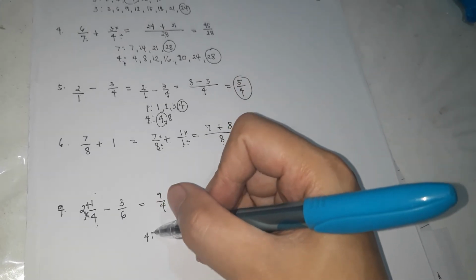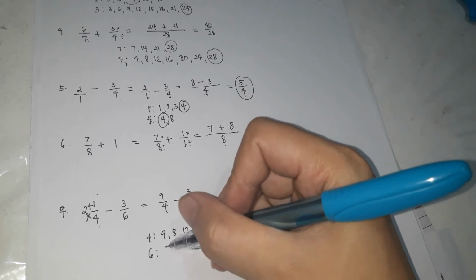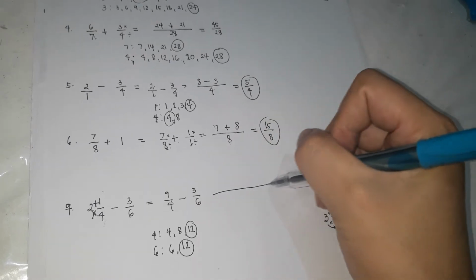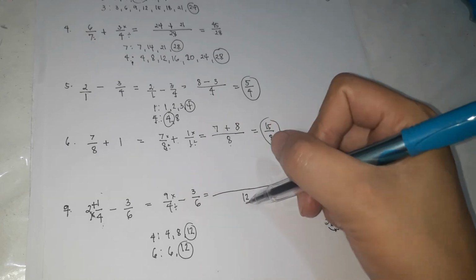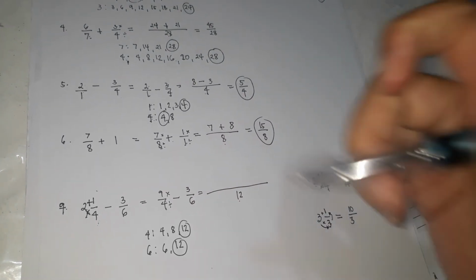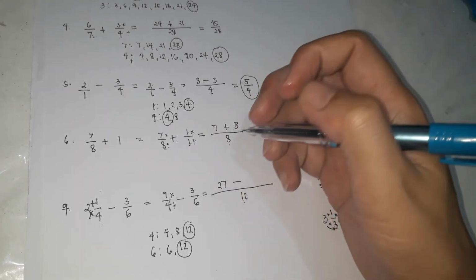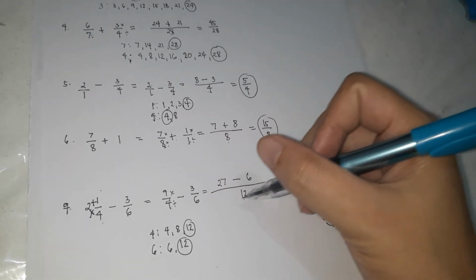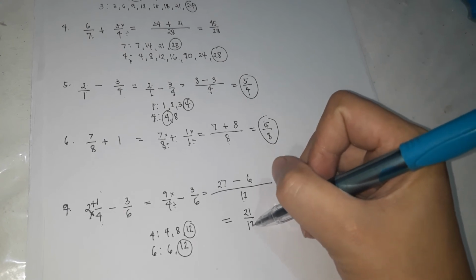So 4 and 6. 4, 8, 12. 6, 12. So the LCM is 12. Divide: 12 divided by 4 is 3, times 9 is 27. Minus 12 divided by 6, that's 2 times 3, it's 6. So 27 minus 6, 21 over 12.